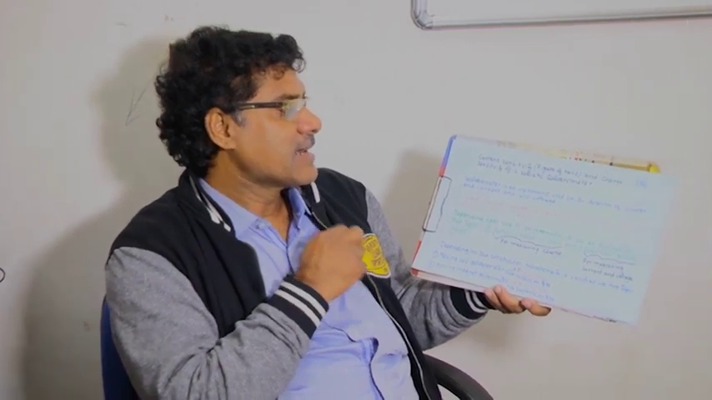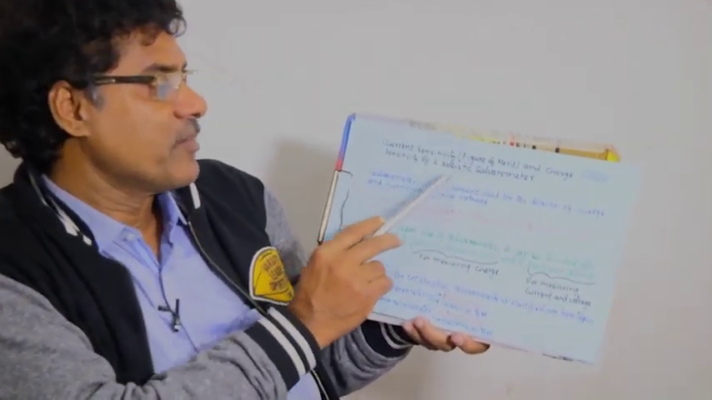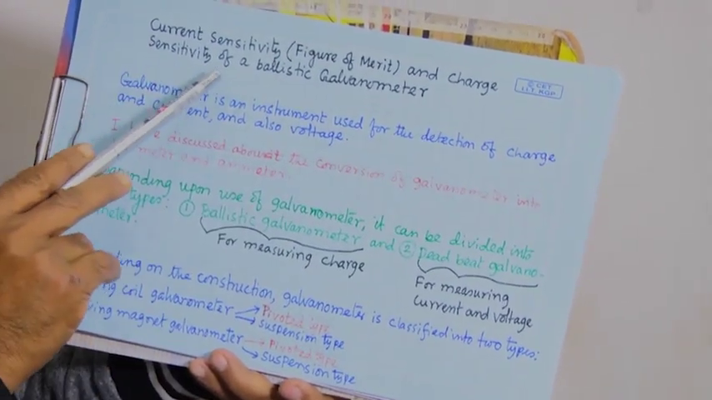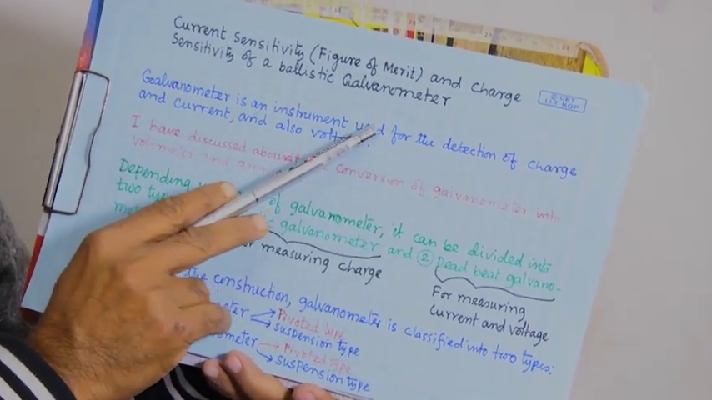So today we'll discuss the current sensitivity and charge sensitivity of a galvanometer, basically a ballistic galvanometer. So let us discuss the theory of this experiment. Current sensitivity is basically what we call the figure of merit, and then the charge sensitivity of a ballistic galvanometer, right.